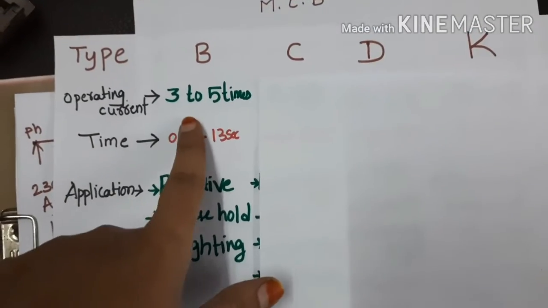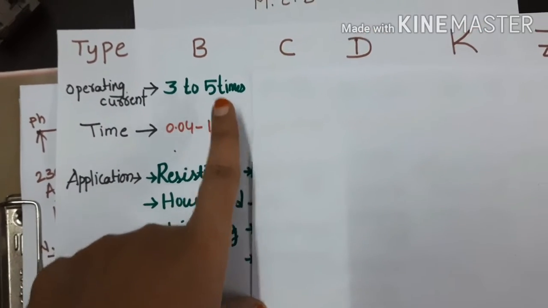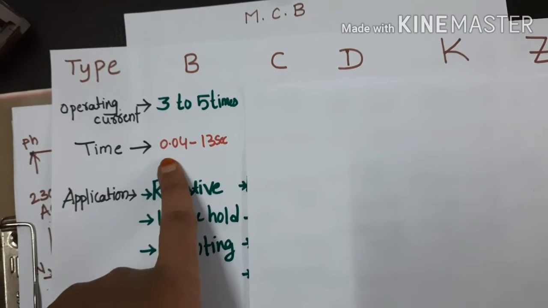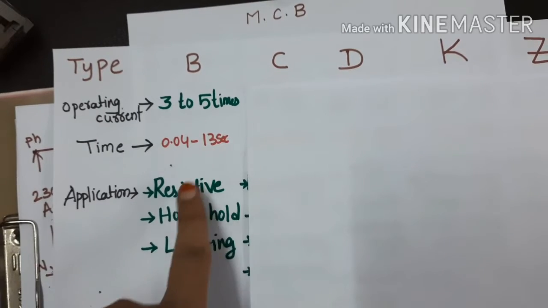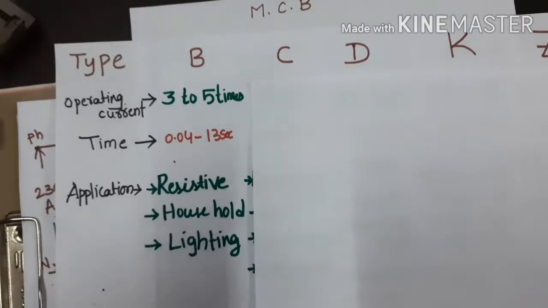Here it is type B MCB. Its operating current is 3 to 5 times the nominal current and its operating time is 0.04 to 13 seconds. And its application is resistive load, household load and lighting load.